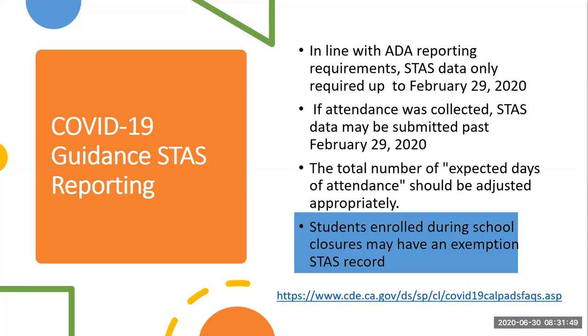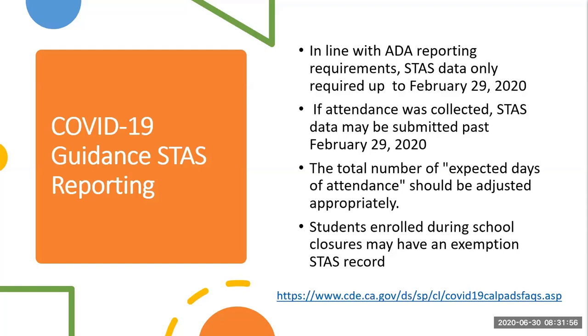And then lastly, students enrolled during school closures may have an exemption indicator in the STAS record. So if the district was still accepting enrollments for students that came after February 29th, you can simply indicate they have an exemption in the STAS record. And remember that an exemption does not mean exclusion. They still need to have the STAS record reported. You just indicate it by marking the exemption indicator, or through a batch file, put a yes in that column and leaving all the other fields blank.